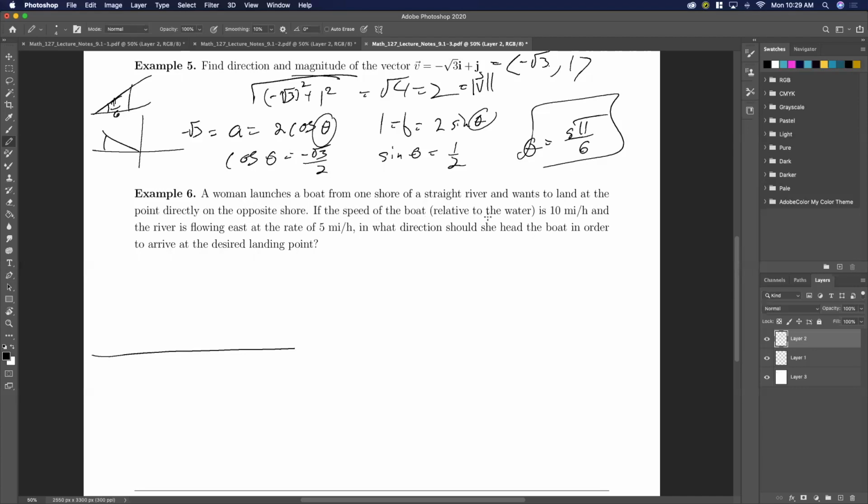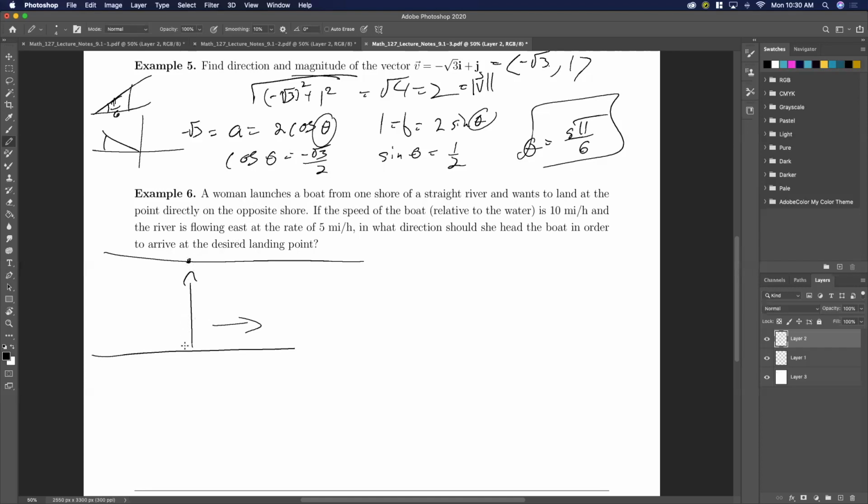The speed of the boat relative to the water is 10 miles per hour, and the river is flowing this way at a rate of 5 miles per hour. In what direction should she head the boat in order to arrive at the desired landing point? So she wants to travel straight this way and land at some point on the opposite side.